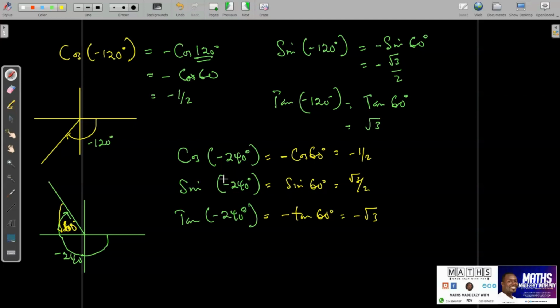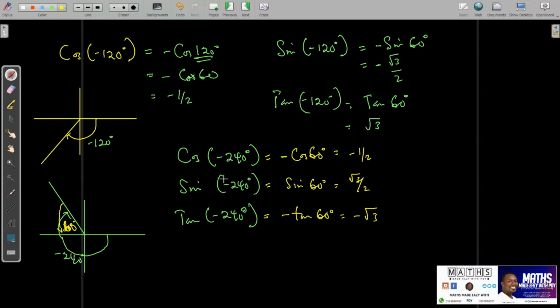Are we all okay? Sir, I want to be clear on something. All right, I'm listening. When you want to find a special angle, it must always be drawn to the x-axis, right? Always to the x-axis.